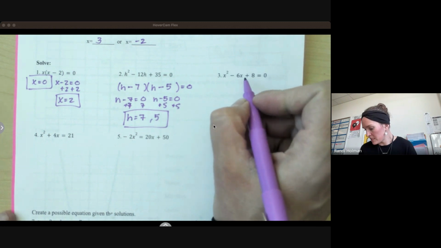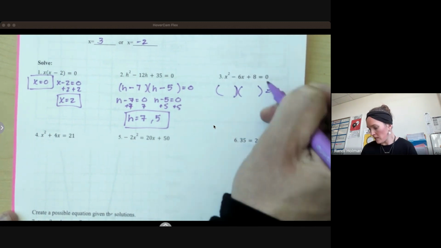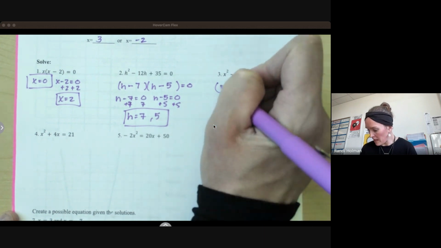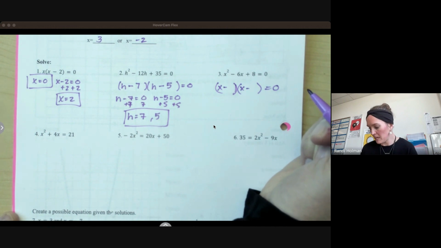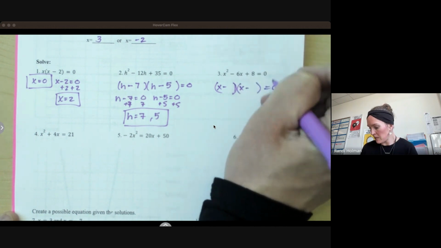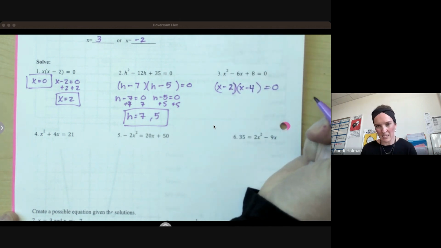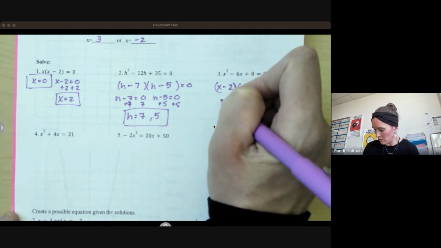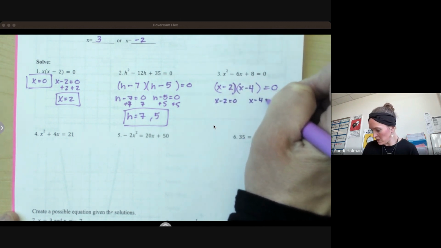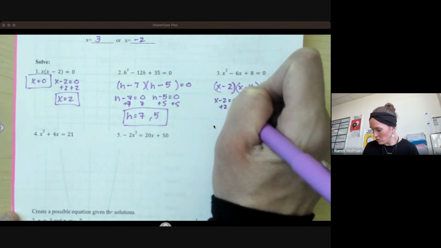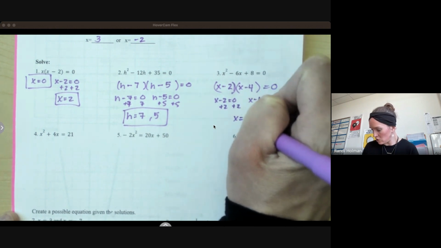Okay, first step, factor, because it's equal to 0. So again, I know I have x, x. I'm multiplying to be positive, adding to be negative, so they both have to be negative. Multiply to be 8, make a rectangle out of 8, and 2 and 4 add to be -6. Set those equal to 0. We get x minus 2 equals 0, x minus 4 equals 0. Add 2, add 4. We get x equals 2 or 4.